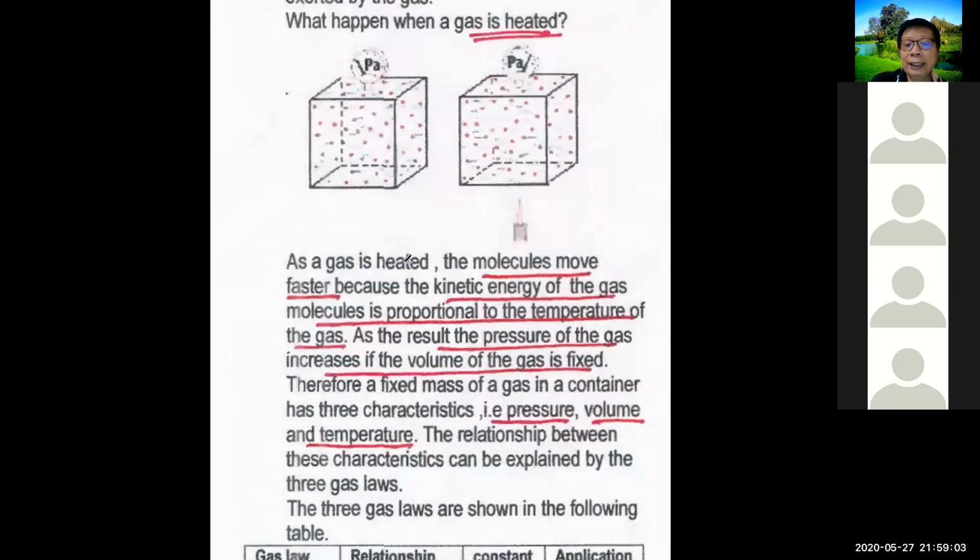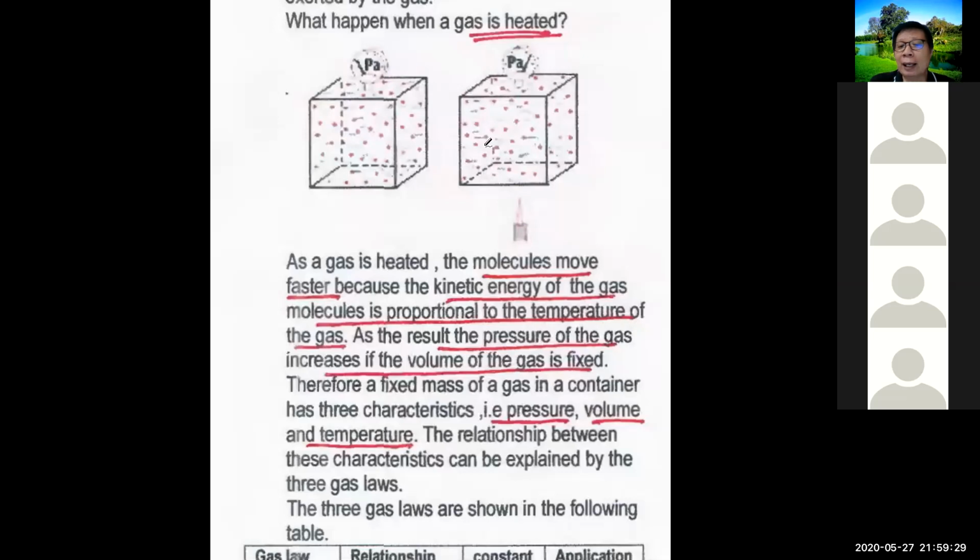As a gas is heated, the molecules move faster. All this explanation you must know how to write. When you heat up the gas, the molecules move faster because the kinetic energy of a gas is proportional to the temperature. The higher the temperature, the more kinetic energy the gas has, isn't it? As a result, the pressure of the gas increases if the volume of gas is fixed.